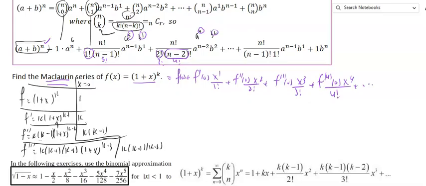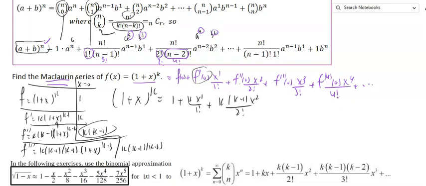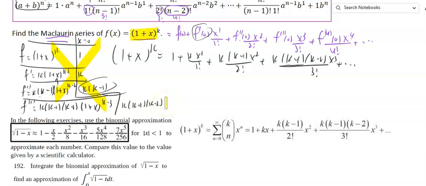So this becomes (1 + x) to the k becomes 1 plus kx to the 1 over 1 factorial. This is k times k minus 1 x squared over 2 factorial plus k into k minus 1 into k minus 2, and the list goes on. Now, no need to do any of that. If we're talking about any form that looks like this, the formula in the book stops right there.